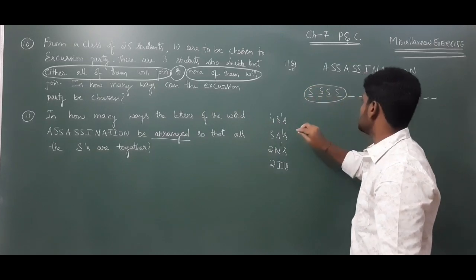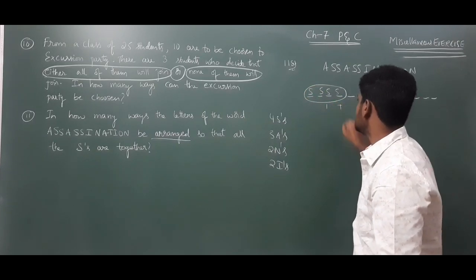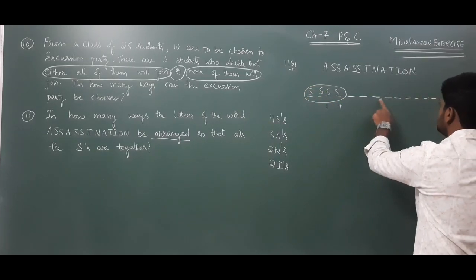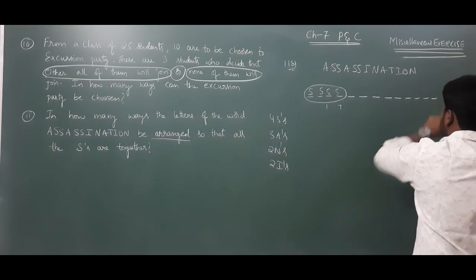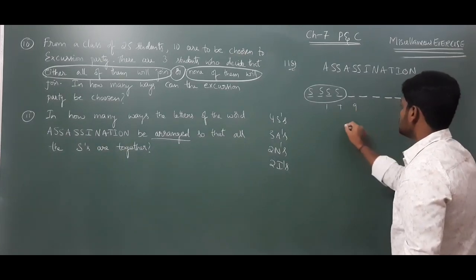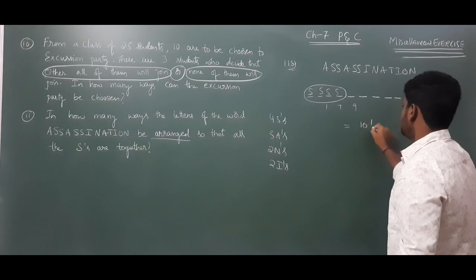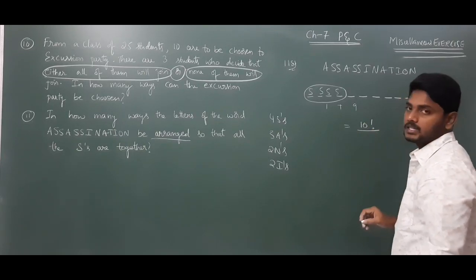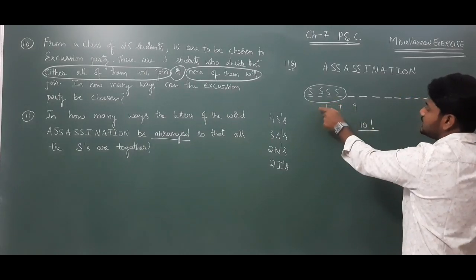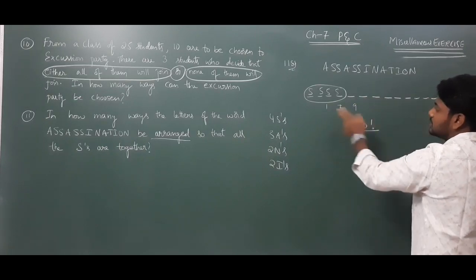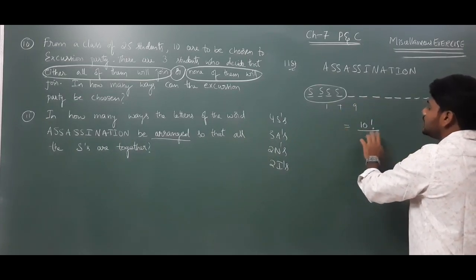All S's are together, so we will consider them as 1 place. Remaining how many? 1, 2, 3, 4, 5, 6, 7, 8, 9. So these will be 9. So total it will be 10 places, so 10 factorial. Understood? S's are together means this is 1 place, so remaining 9 places. 1 plus 9, total will be 10 places.